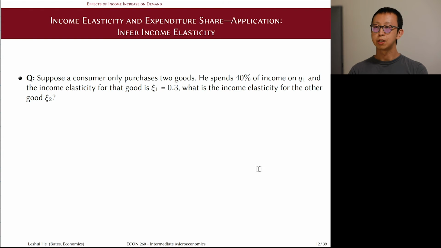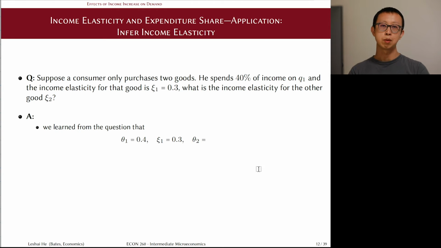Let's suppose that a consumer only purchases 2 goods. He spends 40% of budget or income on good 1, and the income elasticity for that good is xi1 equal to 0.3. What is the income elasticity for the other good, xi2? How do we answer this question? Well, because it involves consumption share and income elasticity, let's try to use our previous formula.